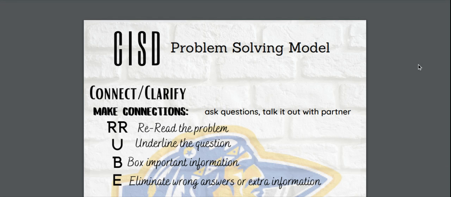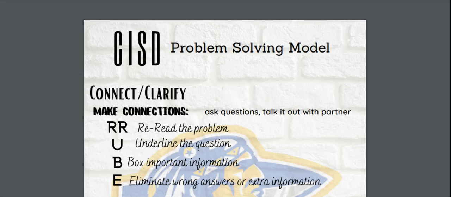Hey guys, today we're going to go over our CISD problem solving model. How I want you to break down your word problems to solve. So, the first letter in CISD for math is C, and it stands for connect and clarify. This is where we're going to be making all of our connections.